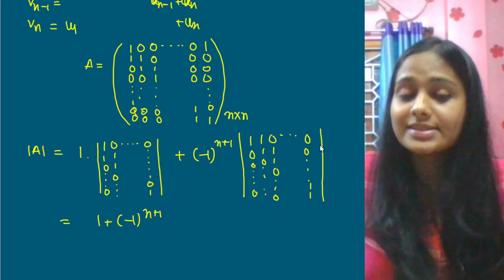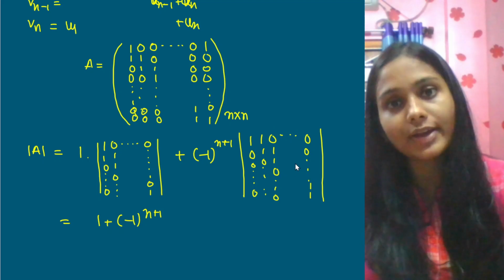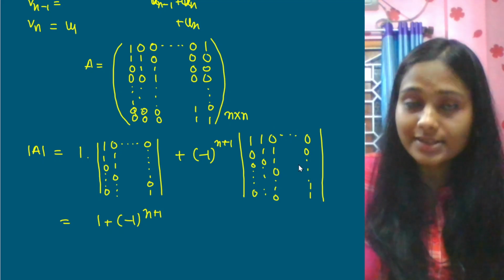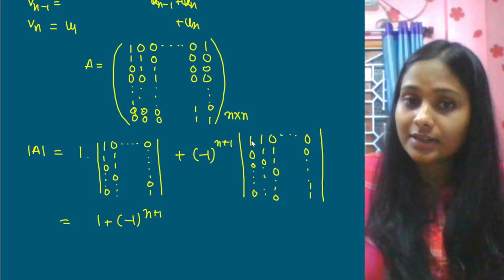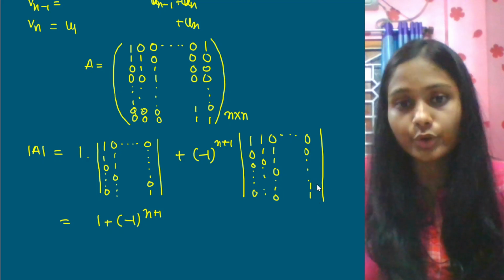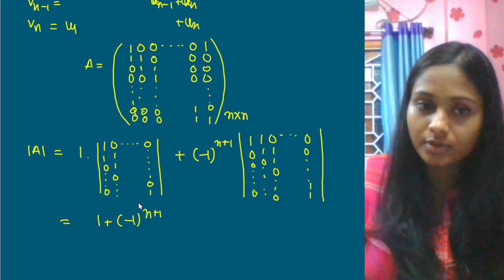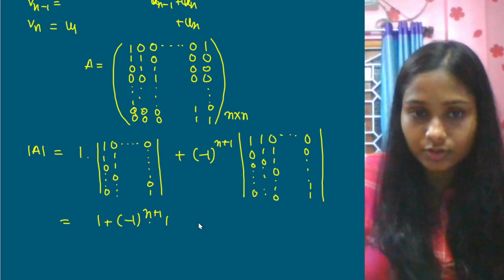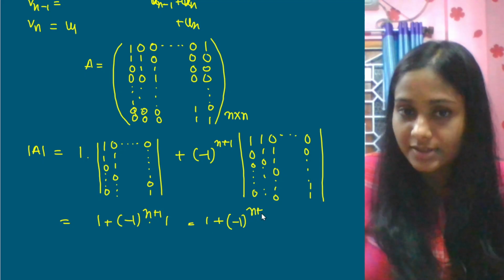What is this? This is an upper triangular matrix. So what is the determinant of an upper triangular matrix? That is the multiplication of its diagonal elements. The diagonal elements in this determinant are 1, so this determinant equals 1. So this is 1 plus minus 1 power n plus 1.